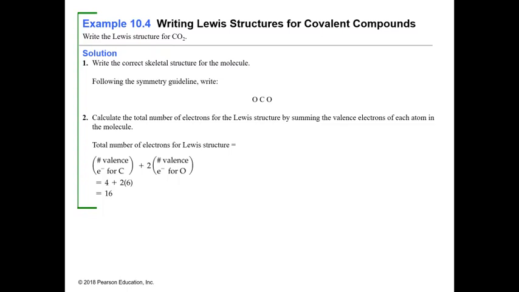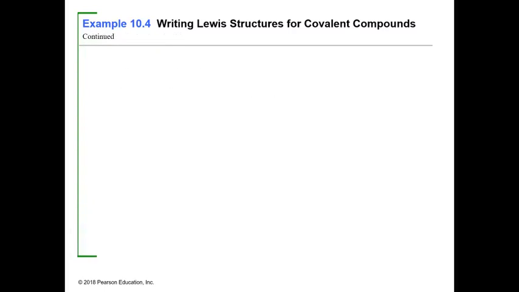Next, we calculate the total number of valence electrons available. Carbon has 4 valence electrons. Each oxygen atom has 6 valence electrons, and since there are 2 oxygens, that's 6 times 2, which is 12. So in total, we have 4 from carbon plus 12 from oxygen equals 16 valence electrons to work with in our structure.